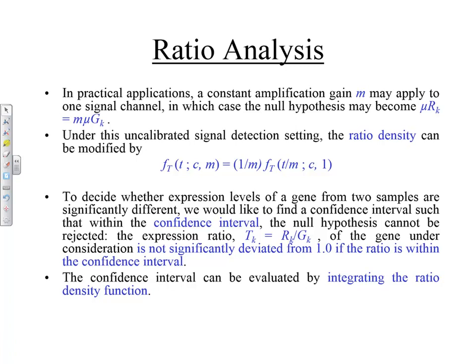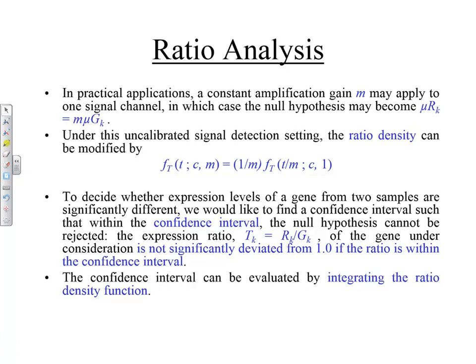So for that you need the probability density function. You need to find a confidence interval such that within it, the null hypothesis cannot be rejected. You will say that the two populations have the same mean. The expression ratio, TK, which is the ratio of the red intensity to the green intensity, is not significantly deviated from 1 if the ratio is within the confidence interval.